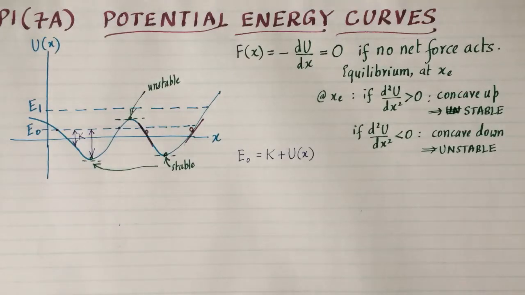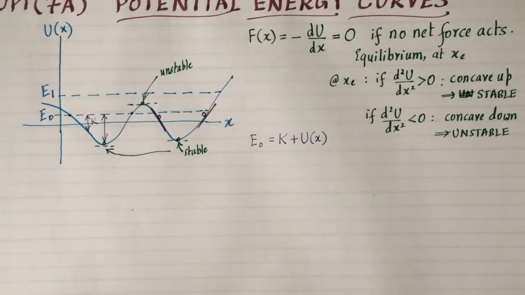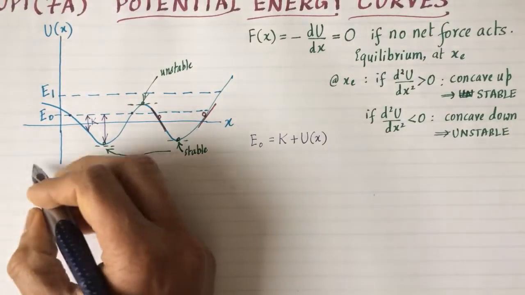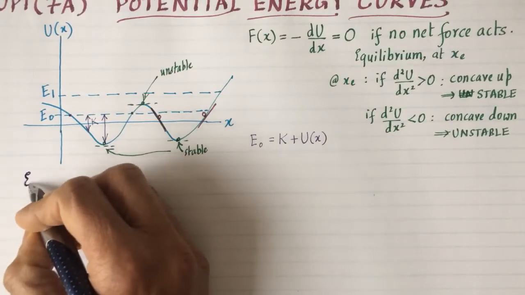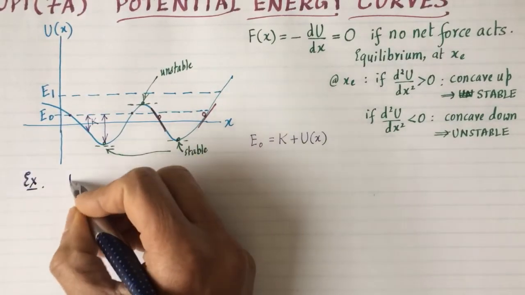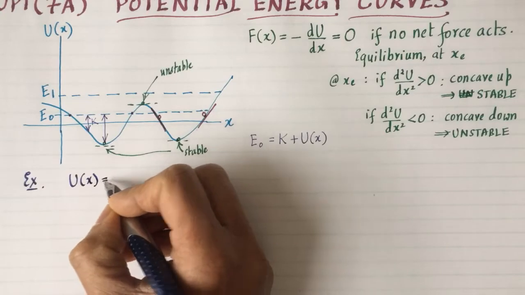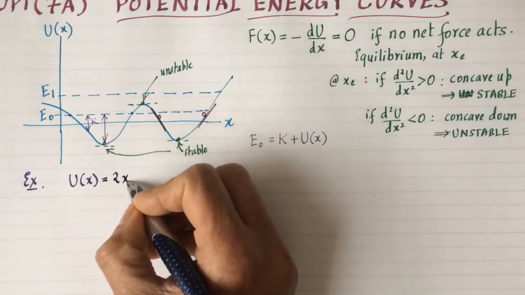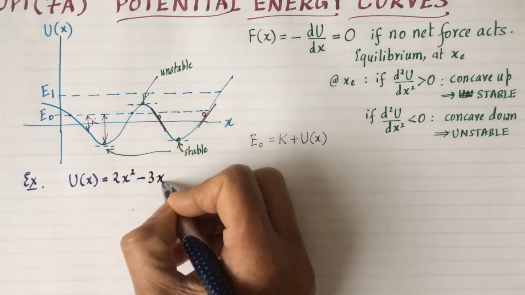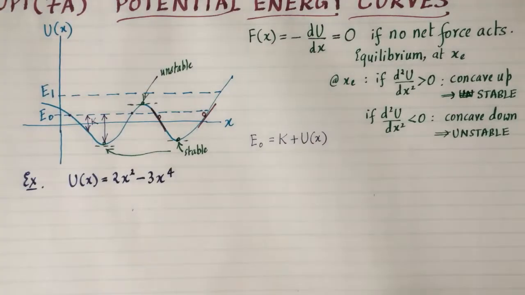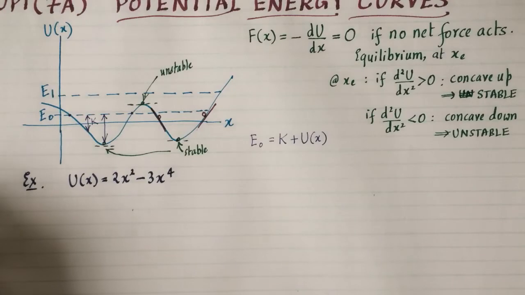So this has all been very general. So let's take a specific example to put some teeth to the discussion. All right, here's an example. Let's take a simple potential. U of x equals 2x squared minus 3x to the 4. So I think it might be easy for me to plot this. Let me try doing that.